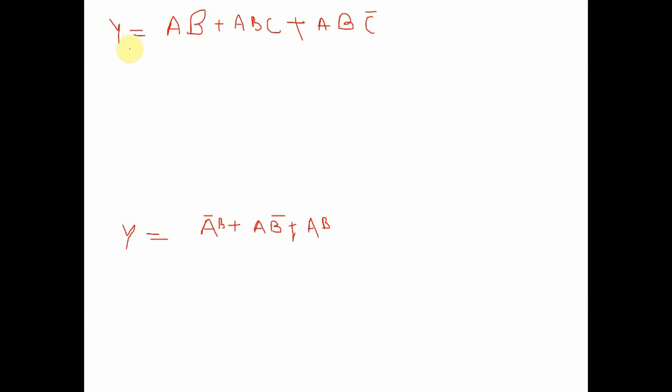Now we will take some example of reduction form. Y is equal to ab plus abc plus abc bar. Now in these two terms, which term is common here? The ab term is common here, so the remaining term is c plus c bar. But c plus c bar is 1, so ab as it is.